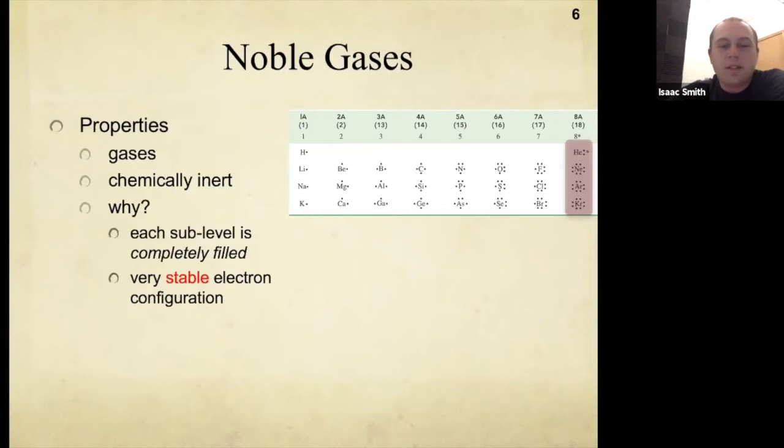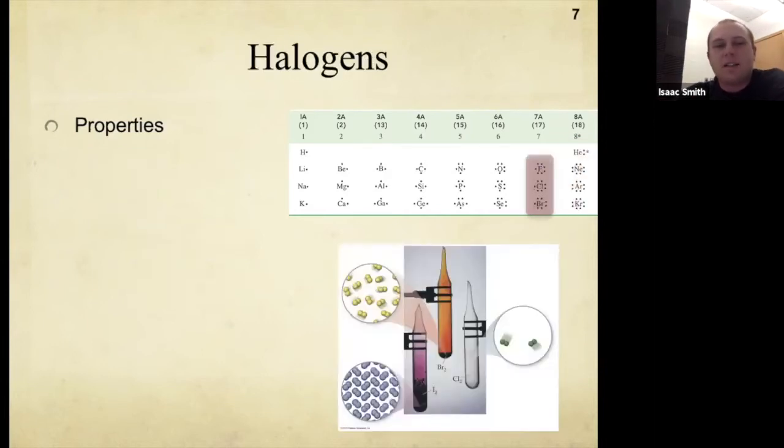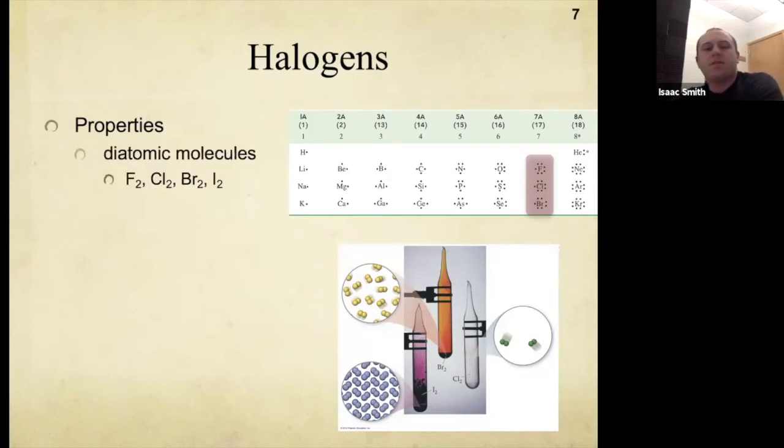So again, they're completely filled, right? Because they have their sublevels filled, their S and their P levels are filled, and so they have a stable electron configuration. Okay. All right, so halogens, those are the ones in the 7th or 17th group, and they have 7 valence electrons. They're generally found as diatomic molecules.